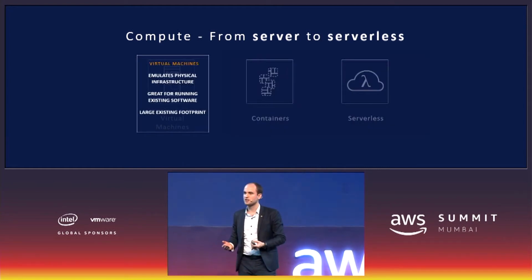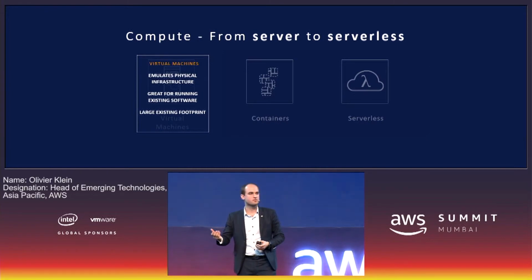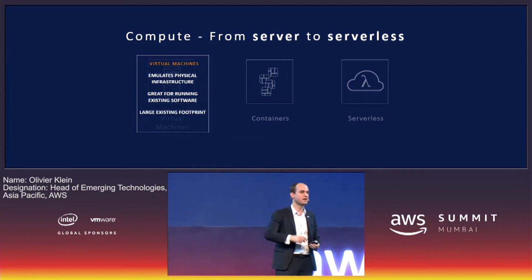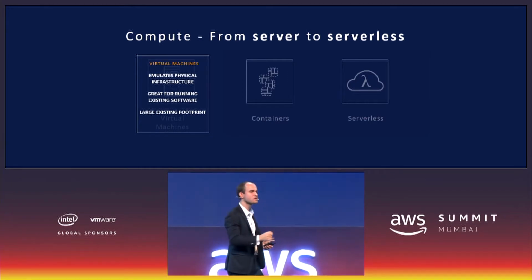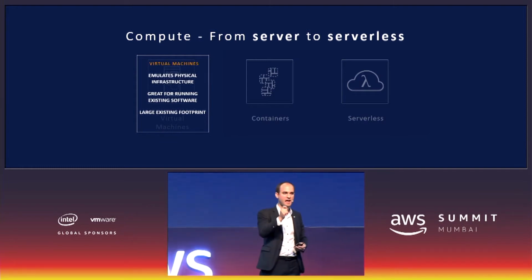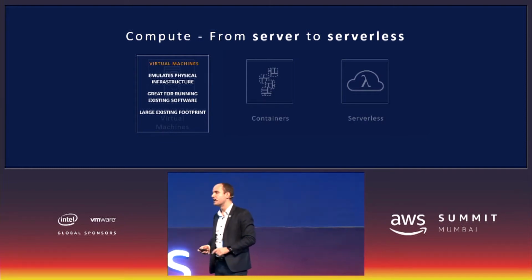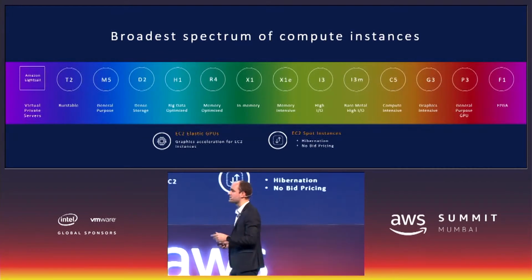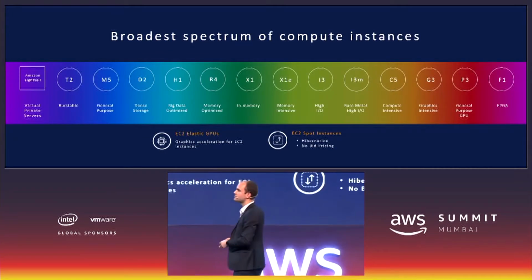Virtual machines really have made our life great, right? They emulate physical infrastructure, and we can run a virtual machine, create an image, put it up, put it down, and scale it out completely on demand. That is really great. If you have existing software that you want to migrate onto AWS, have a look at virtual machines. When I say virtual machines, we call them EC2s. There are different EC2 instance types.